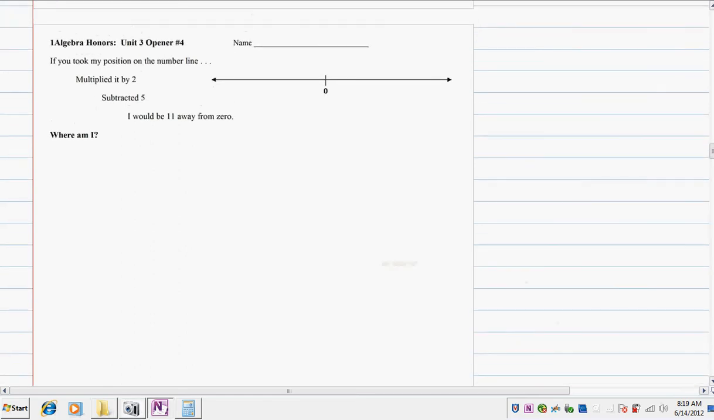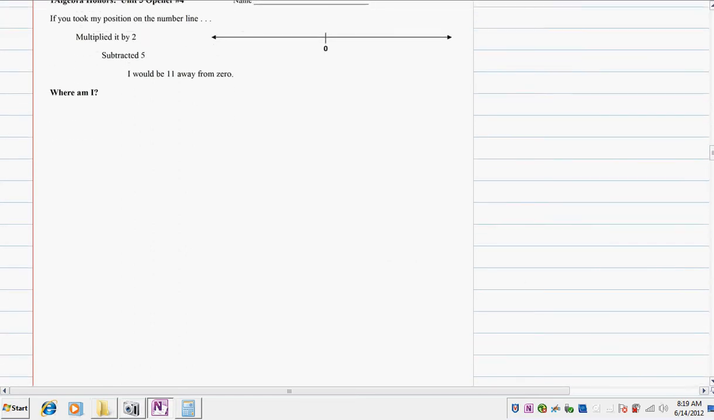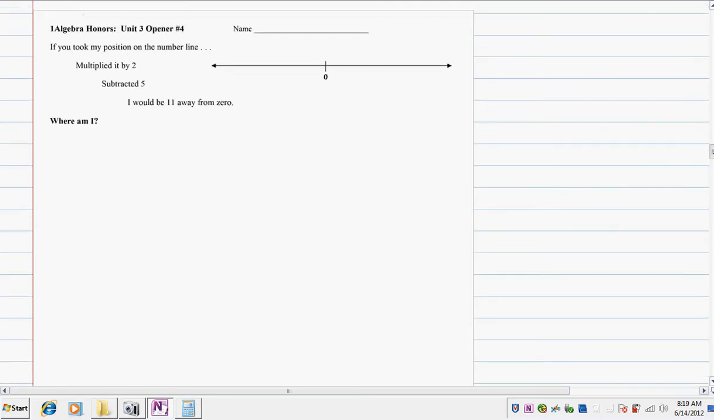If I took my position on the number line, multiplied it by 2, subtracted 5, I would be 11 away from 0. So let's think about this. If my position is x, I multiply it by 2 and subtract 5, I would be 11 away from 0. So I'm saying this position can be represented by 2x minus 5, which is also the same as 11, right? Because this is 11 away from 0.